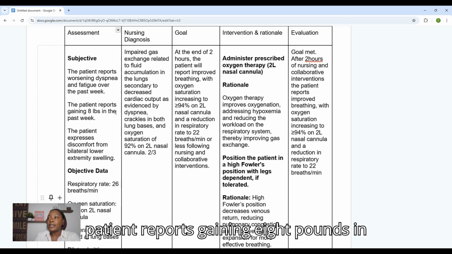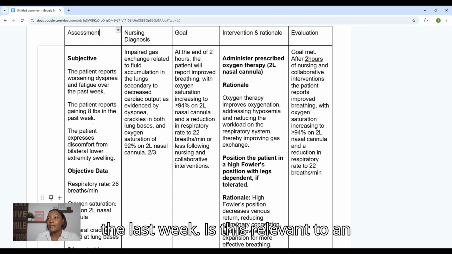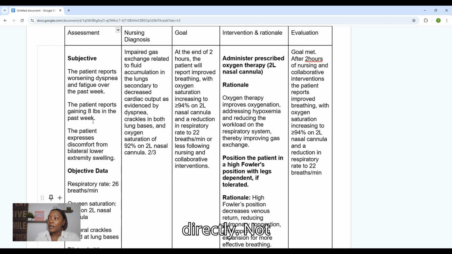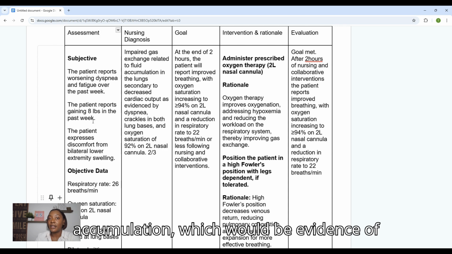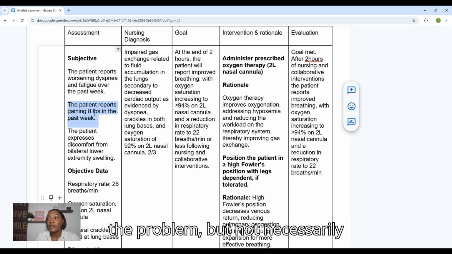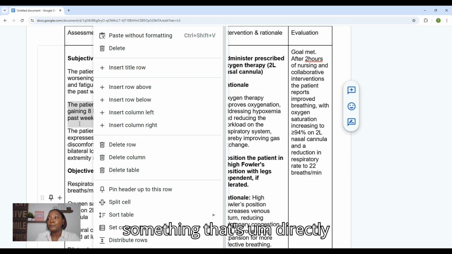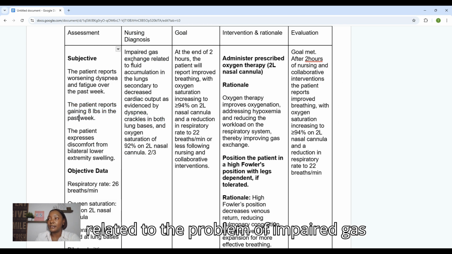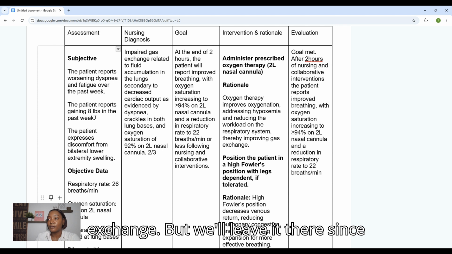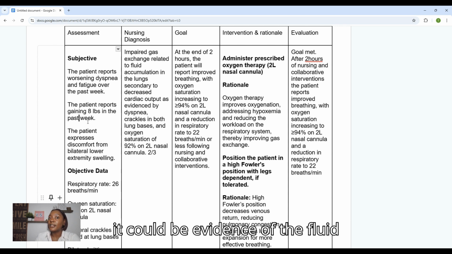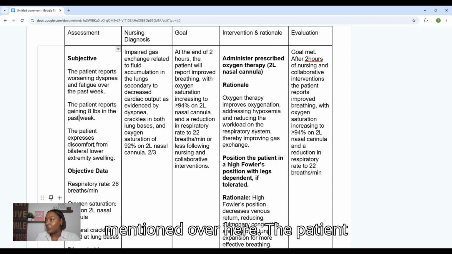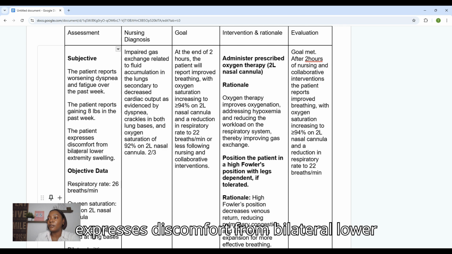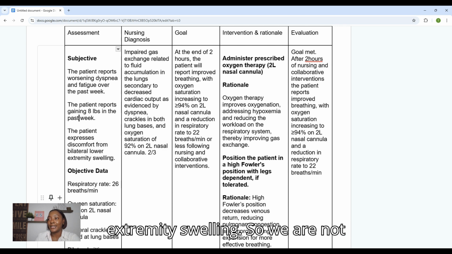The patient reports gaining 8 pounds in the last week. Is this relevant to an impaired gas exchange? Not directly. It could be evidence of fluid accumulation, which would be evidence of the problem, but not necessarily directly related to the problem of impaired gas exchange. But we'll leave it there since it could be evidence of the fluid accumulation, which I think she has mentioned over here.